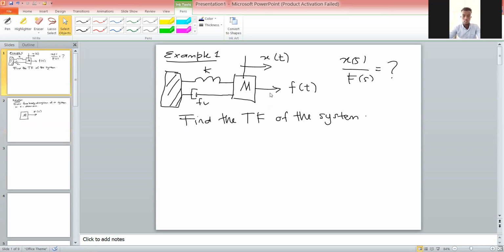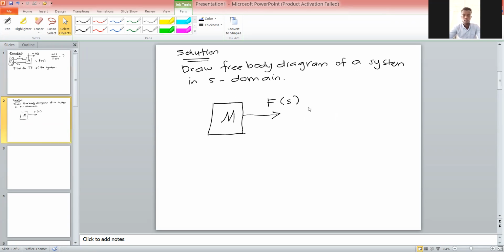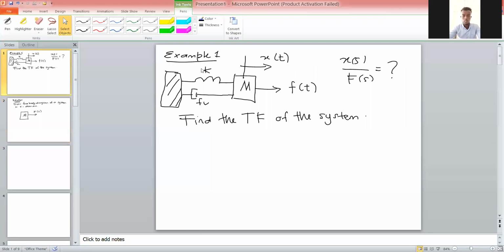First, we have FT, so we change to FS. Then what do we have? We have K, we have FV, we have M. M for mass. Now we need to draw K. Force is in the forward direction, while K, FV and M are all in the reverse direction.